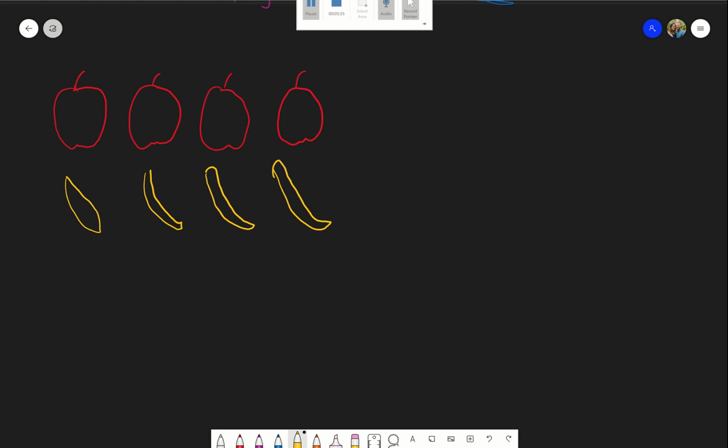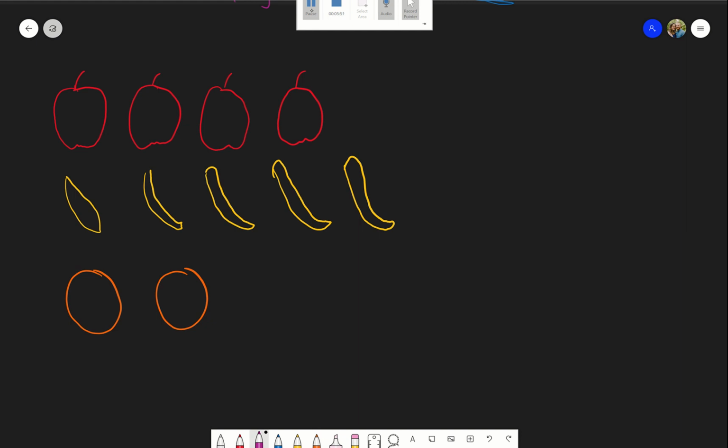Those might be the worst bananas I've ever drawn in my life. I have some bananas, and I have some oranges. Okay, I've got apples, bananas, and oranges. Now, let's say I wanted to write a ratio.